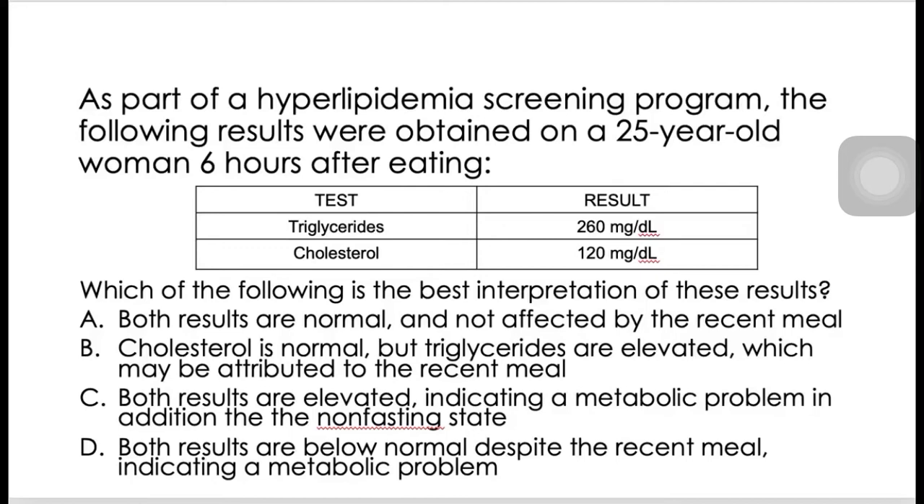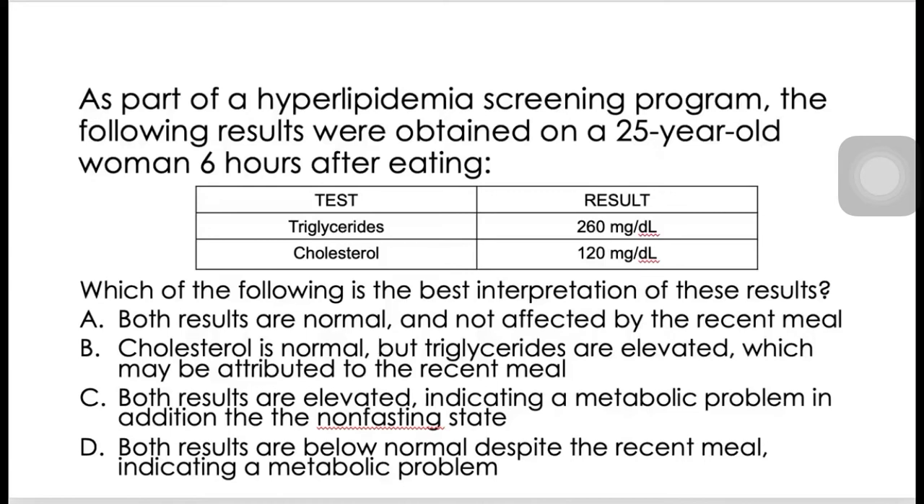For triglyceride, if we remember, the desirable value should be less than 150. The 260 is high, so as long as you know that value is high. For cholesterol, the desirable is less than 200, so that cholesterol value is normal. Because you know that, we can now interpret the result. ASCP-type exams like this.